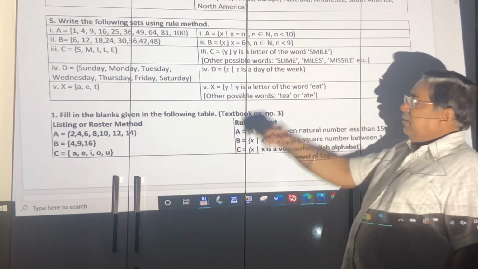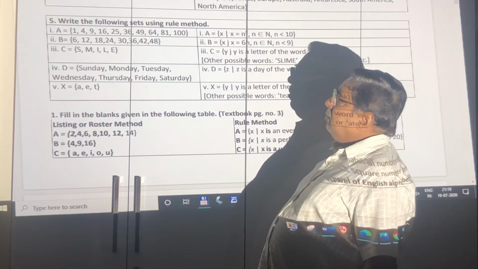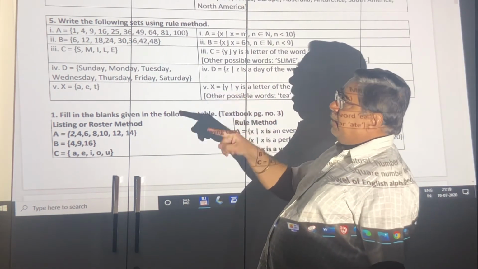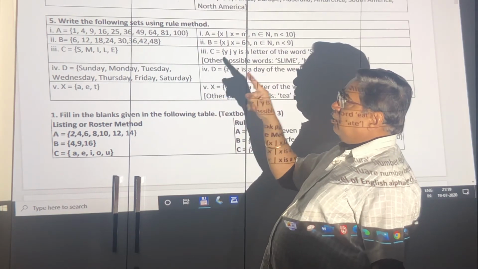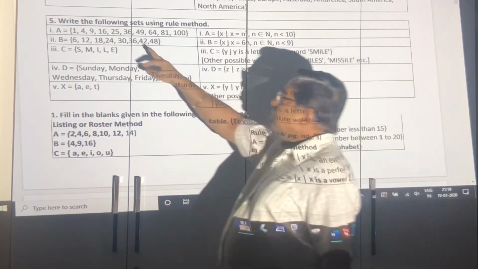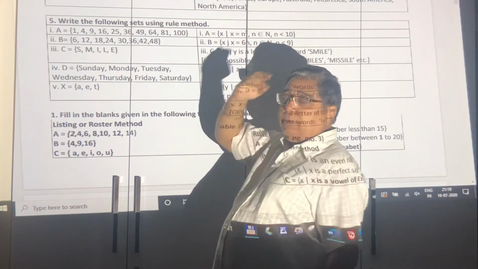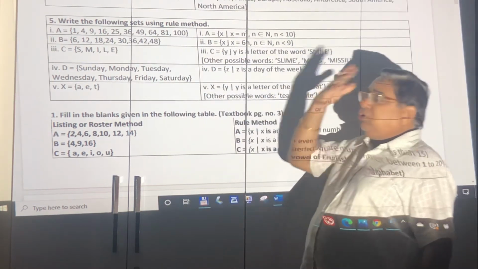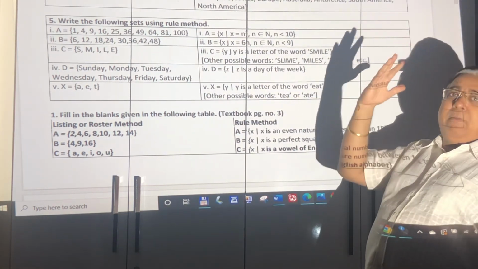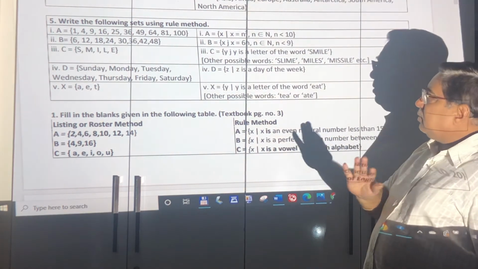I have 1, 4, 9, 16, 25, 36. Immediately it comes to my mind, these are squares. 1 square, 2 square, 3 square, 4 square, 5 square, 6 square, 7 square, 8 square. Please start using your brain. Don't sit in the exam, look at the top, and go blank. You're supposed to know basic mathematics.